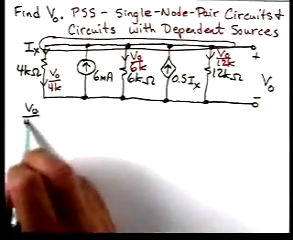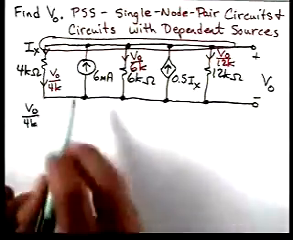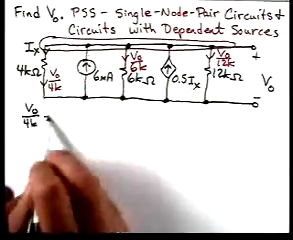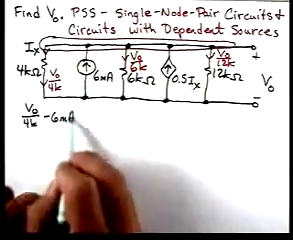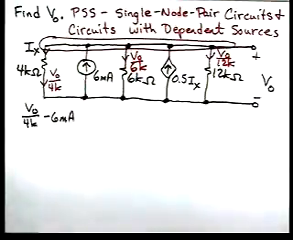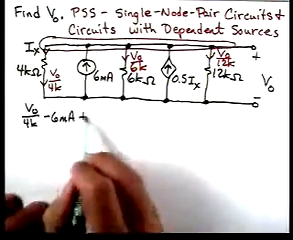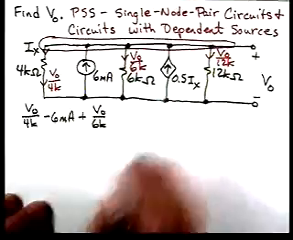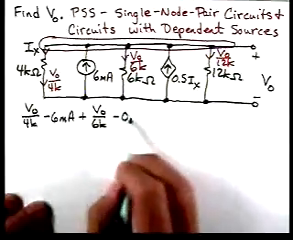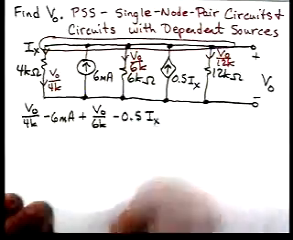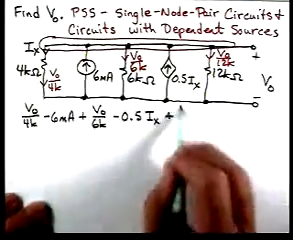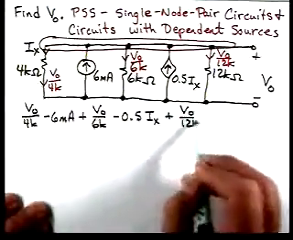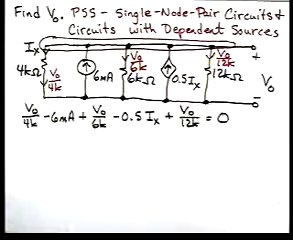So summing currents leaving, setting them equal to 0. We have V0 over 4K. There's 6 milliamps entering. That's minus 6 milliamps leaving. Here's a current leaving. That's V0 over 6K. This current is entering, so that's minus 0.5 Ix plus V0 over 12K equal to 0. So there's our KCL equation.